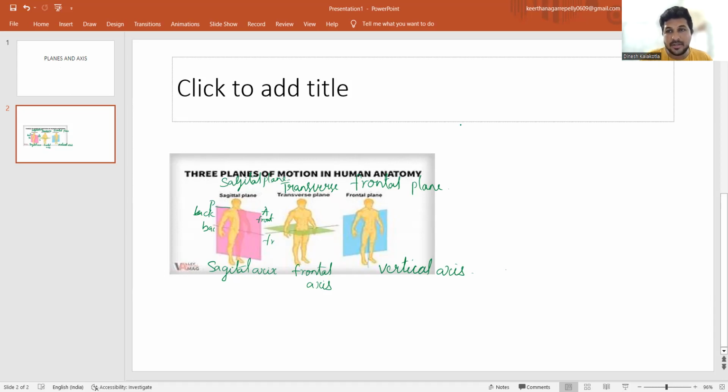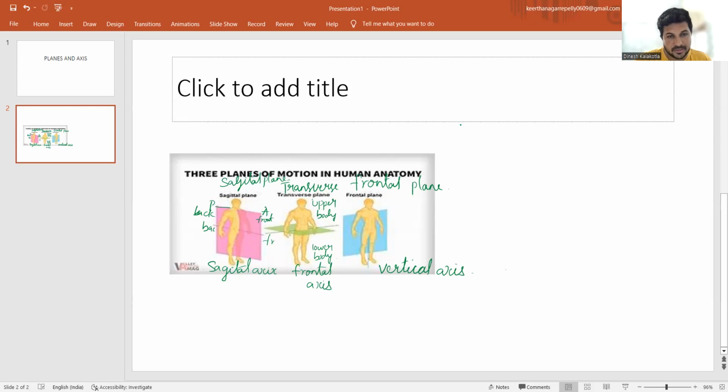So transverse plane divides the body into superior half and inferior half, right? So nothing but upper body and lower body. As you can see here, this is upper body, and lower body. So this work is done by transverse plane, right? So it divides the body into superior half and inferior half, right?